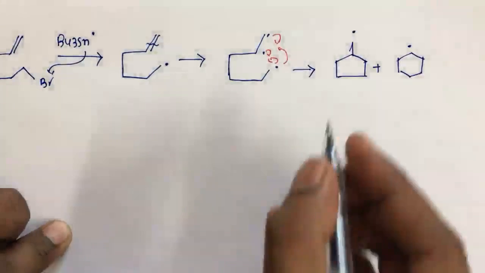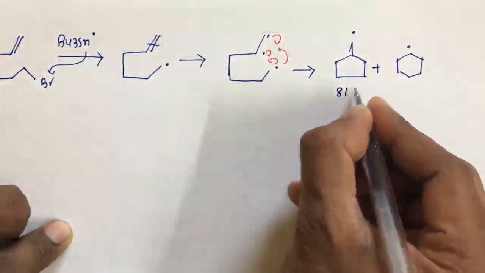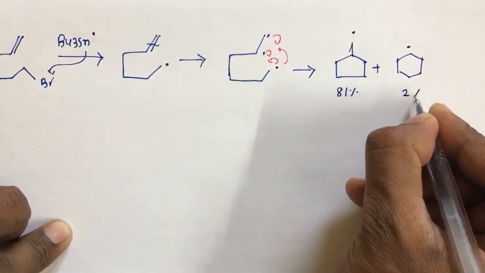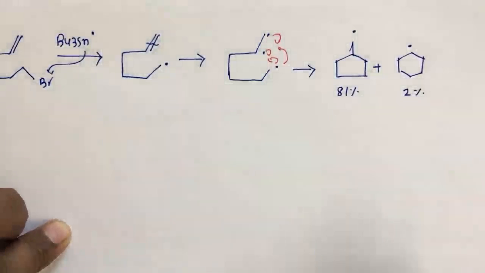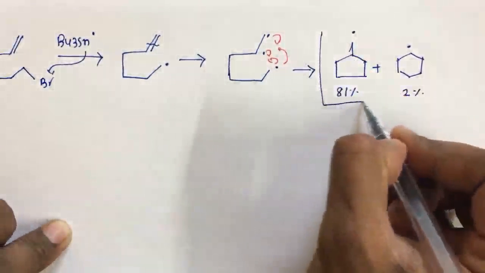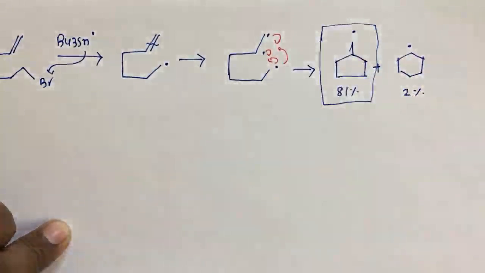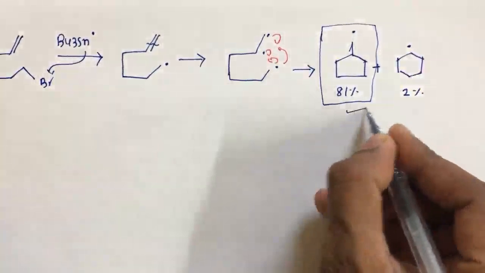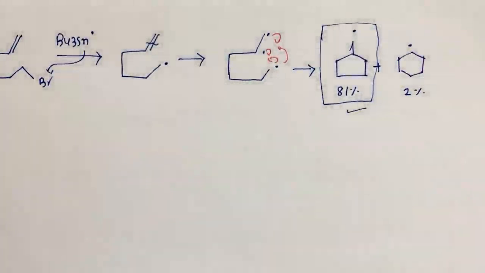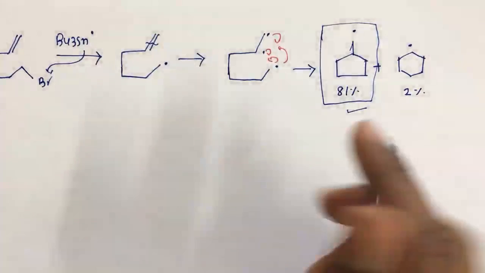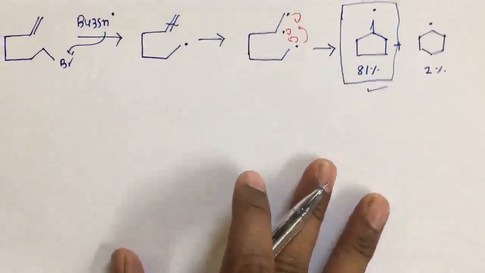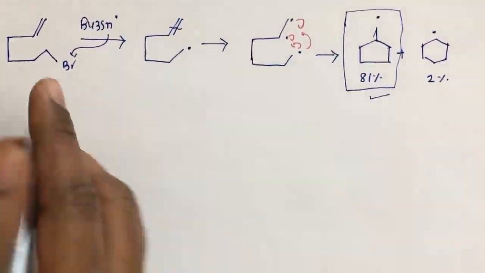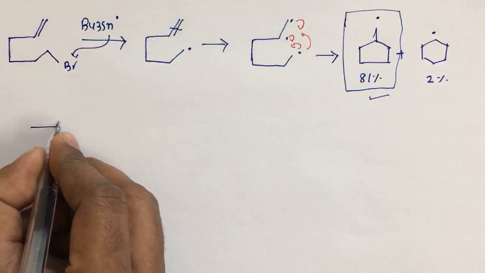And remember, this one forms at 81% and this one forms at 2%, because we know that cyclopentane is an angle-strain-free molecule. So because of that reason 5-member ring formation is favorable over the 6-member ring formation. Okay, this is important. And then we have two important examples here.